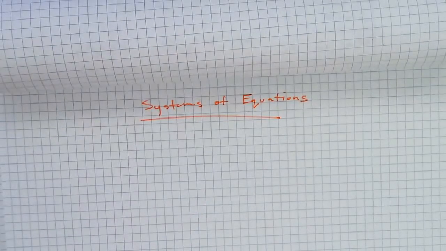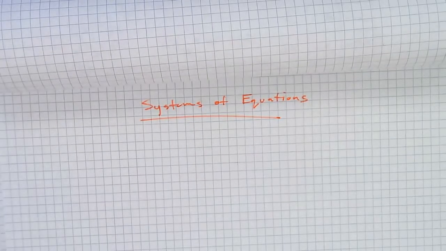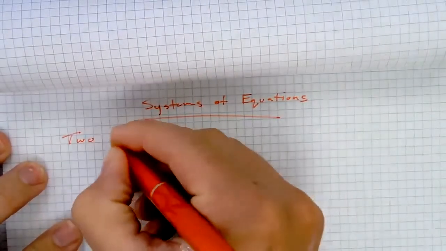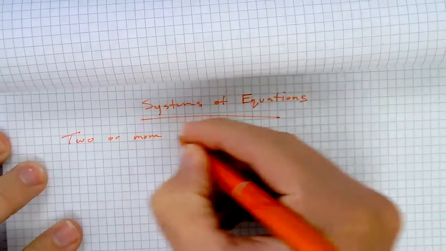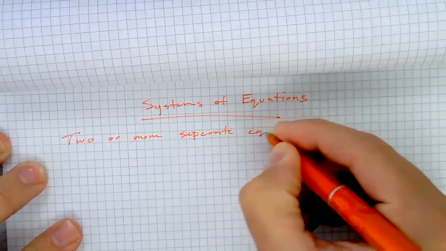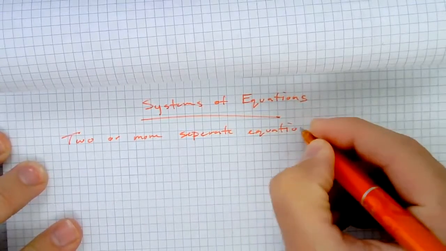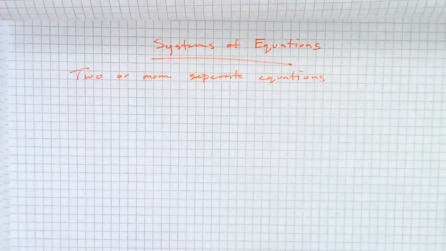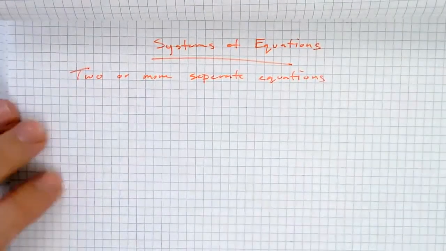All right, so the main focus on chapter 6 is what we call systems of equations. Okay? And what that is, is two or more separate equations. For the most part, we really only deal with two. Every once in a while, you'll see one that's got three or more. But a system of equations is going to be two or more separate equations.